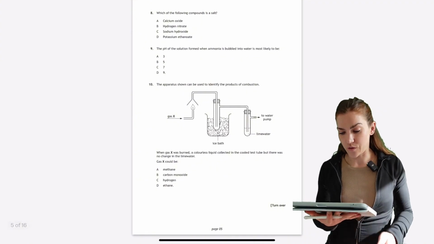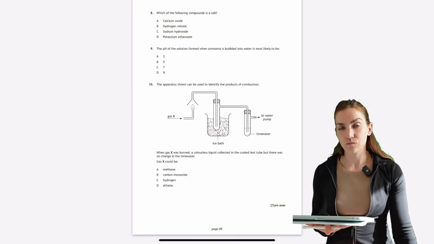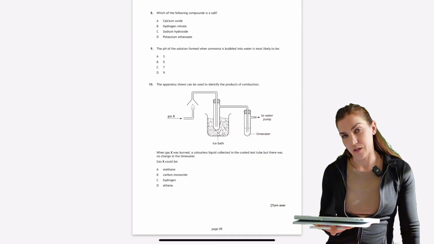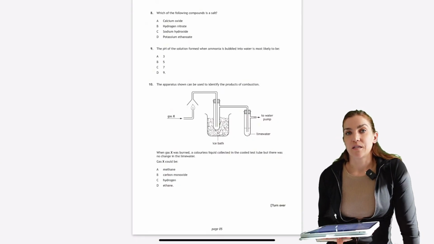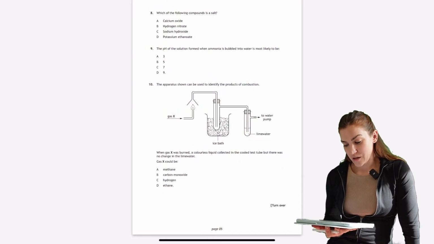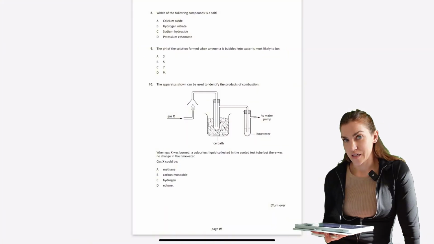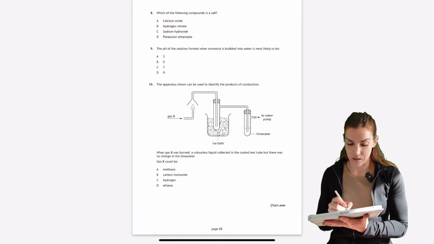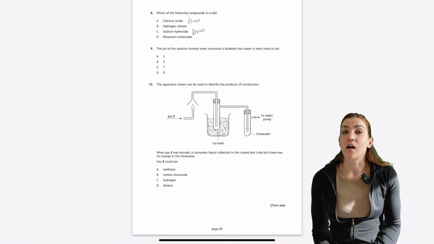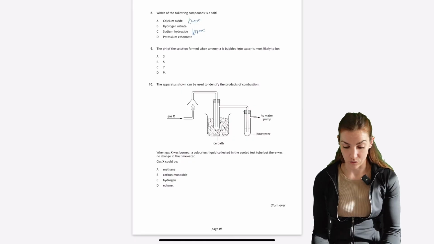Question 8, which of the following compounds is a salt? So there's a rhyme that can kind of help this. And it's bases, they're so great, oxides, hydroxides and carbonates. So anything that's an oxide, hydroxide or carbonate is a base. So that tells us that calcium oxide is a base and sodium hydroxide is a base, which means it whittles it down to the other 2 that are potentially salts.